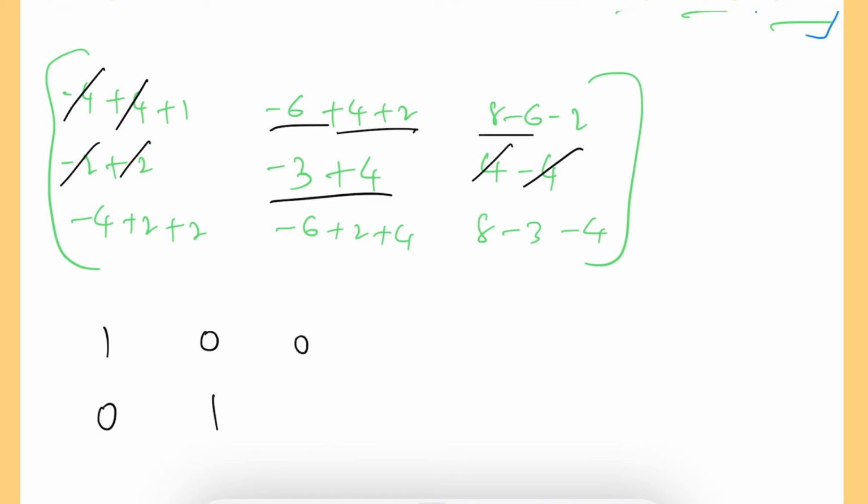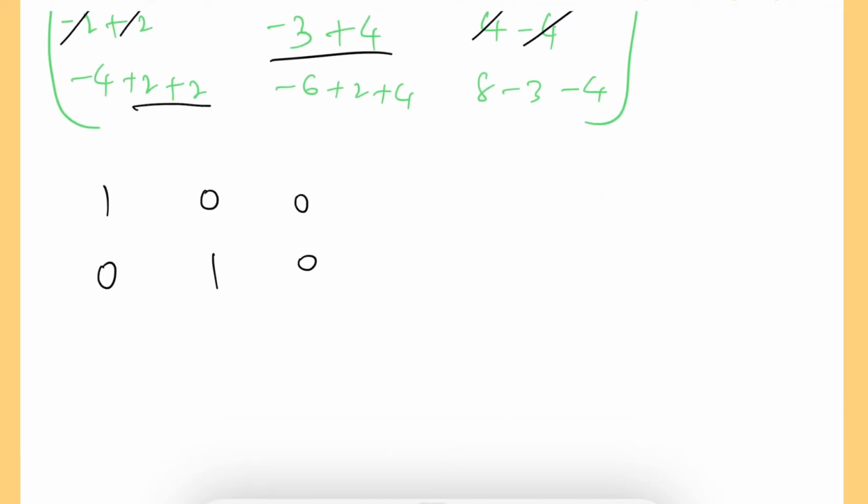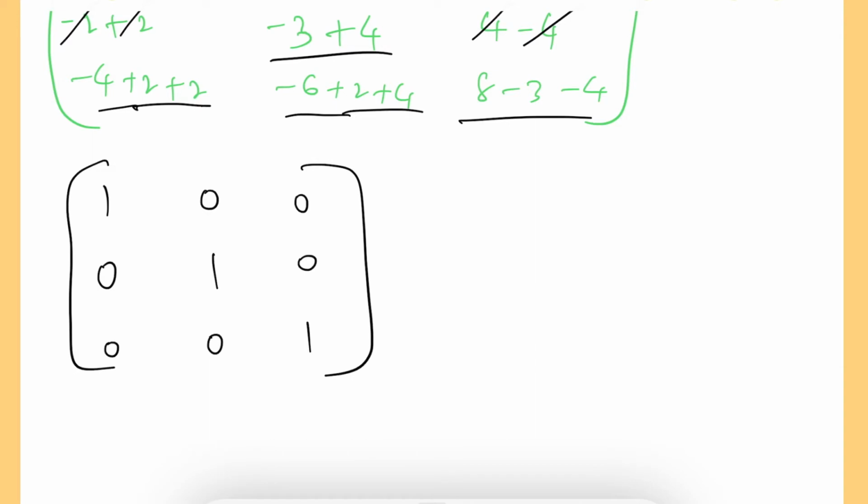Minus 3 plus 4, 1. 4 minus 4, 0. Last row, if we add 2 plus 2, 4. 4 minus 4, 0. 4 plus 2, 6. 6 minus 6, 0. 8 minus 7, 1. So we got the answer as 1 0 0, 0 1 0, 0 0 1. This is nothing but the identity matrix. Only the diagonals will be 1 and all the remaining entries will be zeros.